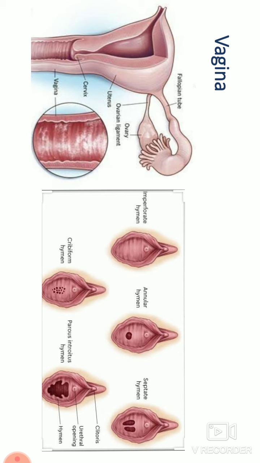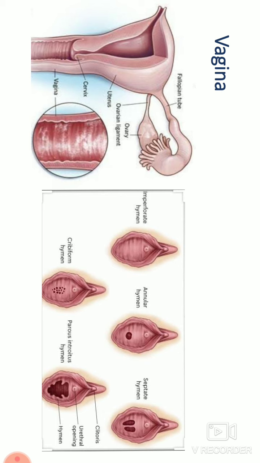So now here I want to discuss the hymen. The vaginal orifice is incompletely closed with a septum of mucous membrane called the hymen. See, it is closed incompletely. It is the hymen. Hymen can be of different types.